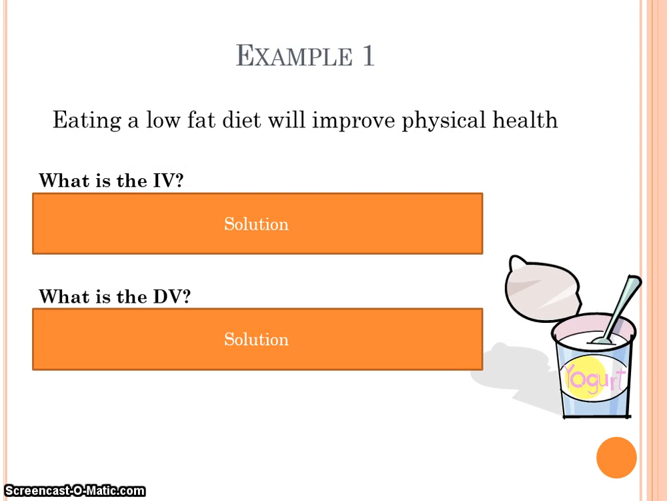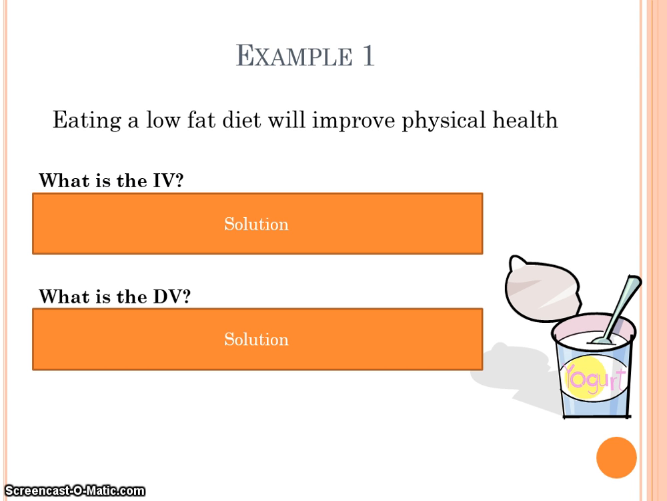So example 1, you're running an experiment this time to work out whether eating a low-fat diet will improve physical health. First of all, to determine the independent variable, think about what factor the researcher is going to change or manipulate in this experiment. So what thing will one group be exposed to and another one not? That will be your independent variable.